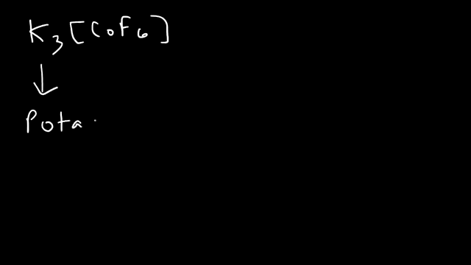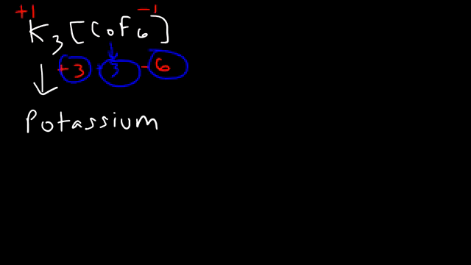Now let's move on to the next example. K3CoF6. So once again, the second one is the complex ion. So first, let's name K. K is potassium. And let's identify the oxidation state. Potassium has a +1 charge. Fluorine has a -1 charge. 1 times 3 is 3. -1 times 6 is -6. Now cobalt has to have a +3 charge, so that these 3 numbers add up to 0. So once again, we have the cobalt 3+ ion.